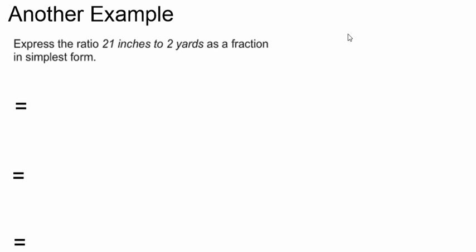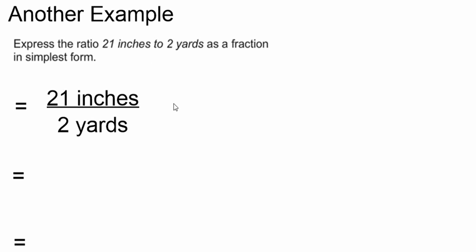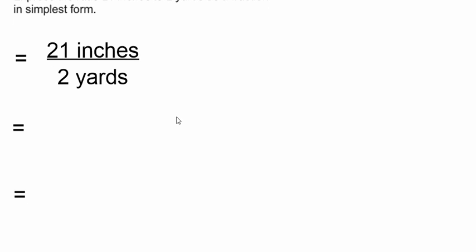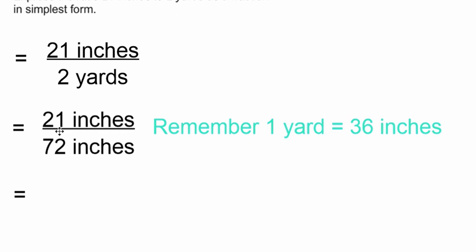Here's another example. We're going to express the ratio 21 inches to 2 yards as a fraction in simplest form. So we're going to set up our ratio, 21 inches over 2 yards. And then we're going to say to ourselves, which one is the smaller unit? That's inches. So we're going to convert our yards to inches. So 2 yards is equivalent to 72 inches. And I want you to remember that 1 yard equals 36 inches. So after we have this ratio with the same units, now we can simplify it, and it's going to be 7 over 24.